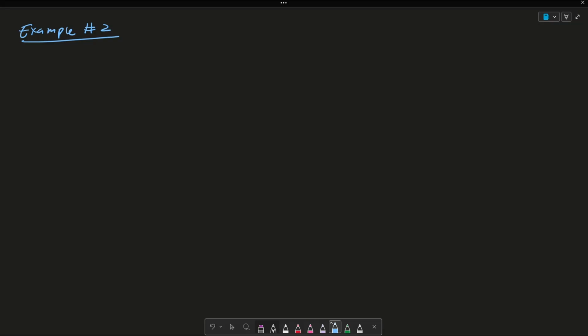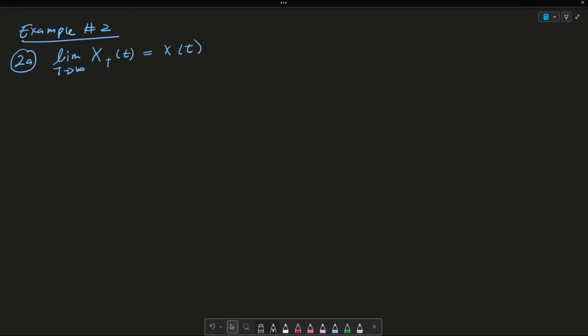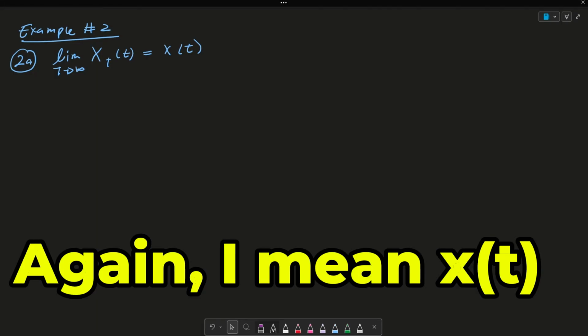Okay, so the next thing we're going to analyze is what I call example number 2. And there's only two things to note for this example. The first one I'm going to call 2a. And I'm going to say that the limit as T goes to infinity of our window function x of capital T of t is equated to our aperiodic signal x of t. And essentially what this is saying is that the bigger the window size, the closer it is to our regular aperiodic signal x of t.